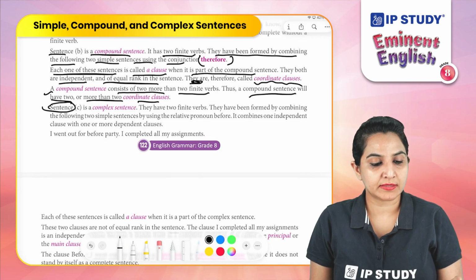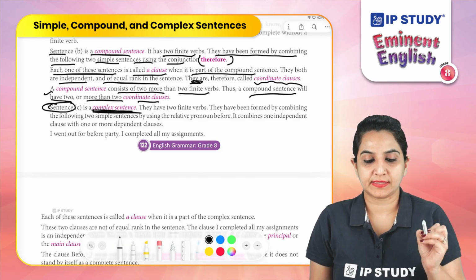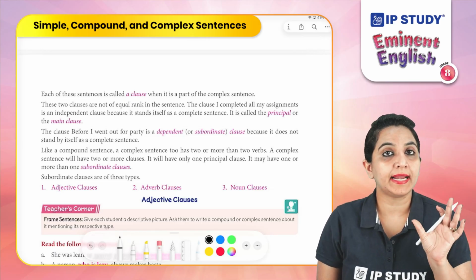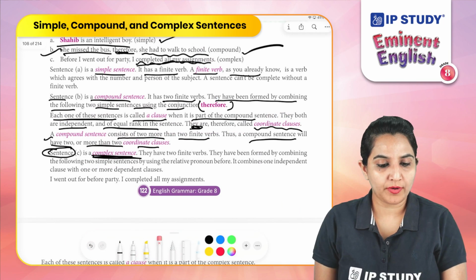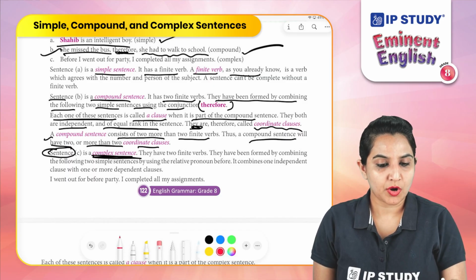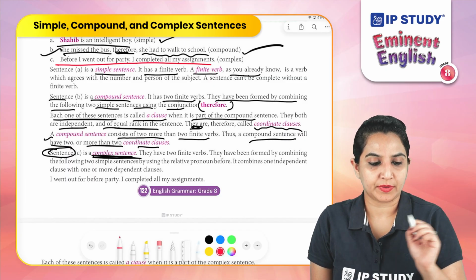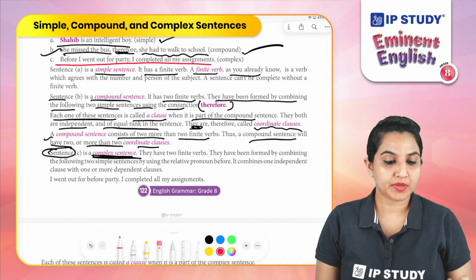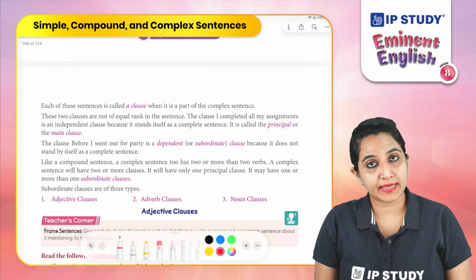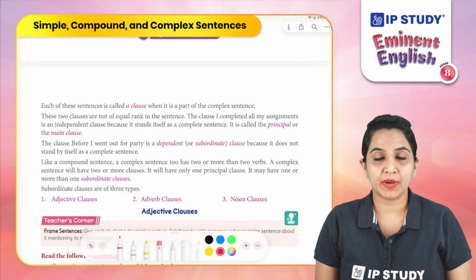Sentence C is a complex sentence, right? Now let us analyze the third sentence again and deeply this time. Before I went for party, I completed all my assignments. Now this one: I went out for party, I completed all my assignments. We have two clauses here, but one is dependent and one is independent.